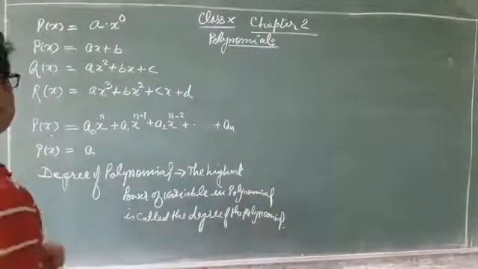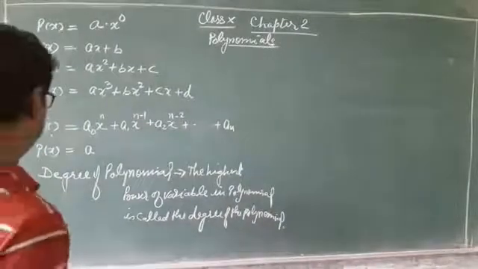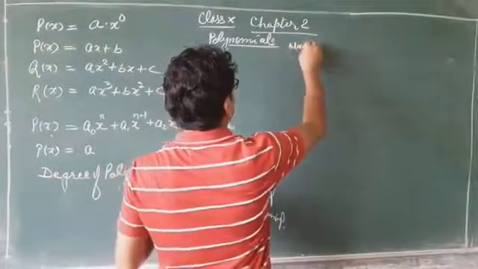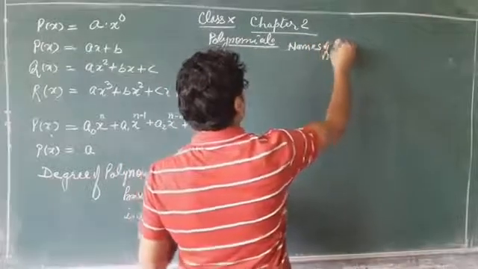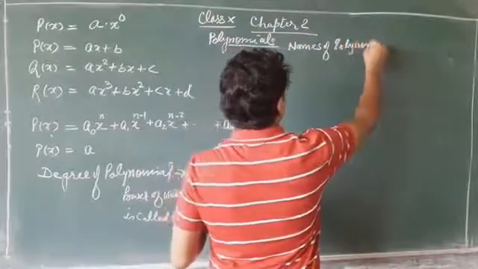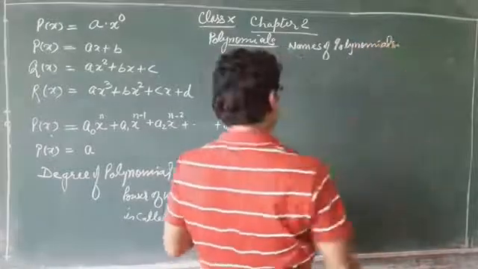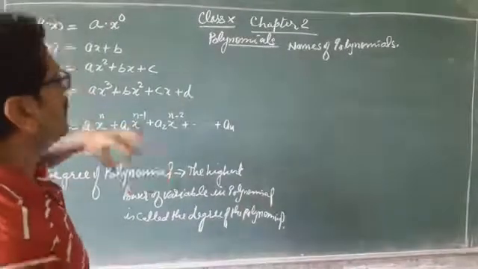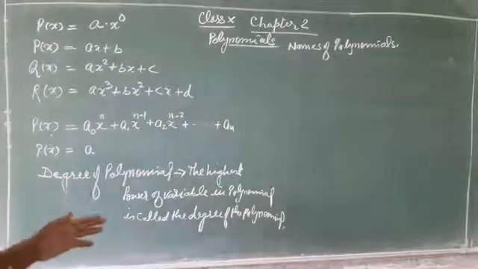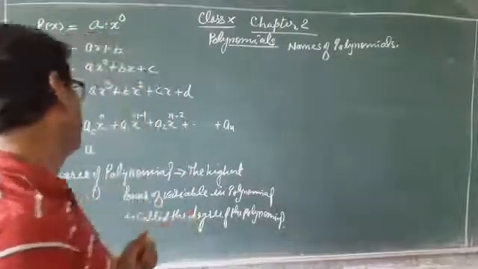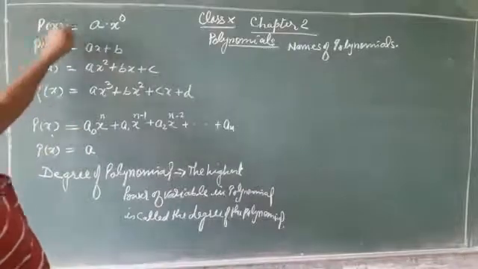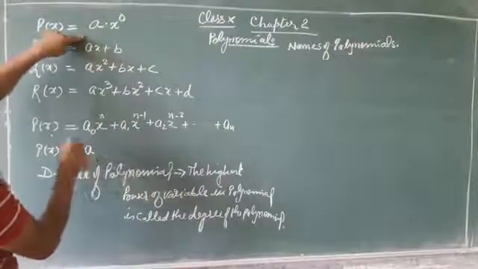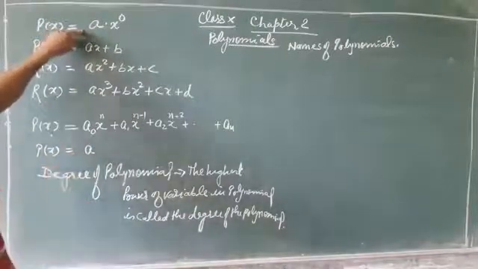Again, now the names of polynomials, which means the classification of polynomials. According to degree, we name polynomials. As the degree of this polynomial is 0, it is also written as only a. So this polynomial is called a constant polynomial.